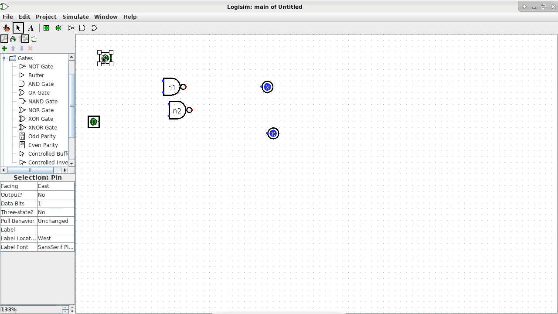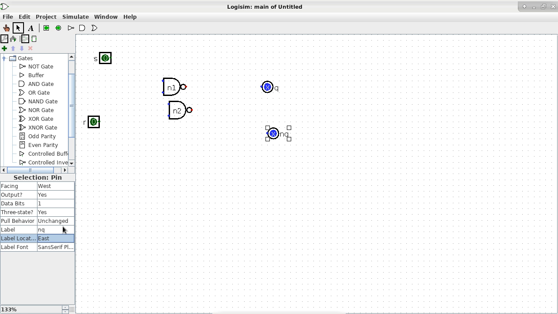We got two input pins. One is S and one is R. And then we got two outputs. One is called Q, and the other one is called NQ. Okay, so we got all the ingredients.